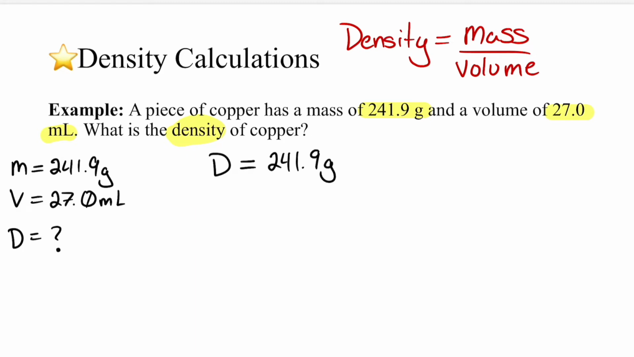So my density is just going to be 241.9 grams divided by 27.0 milliliters, which comes out to 8.95925 and continues on. Now, this is not our final answer because we always need to be rounding our answers to the correct number of significant figures.